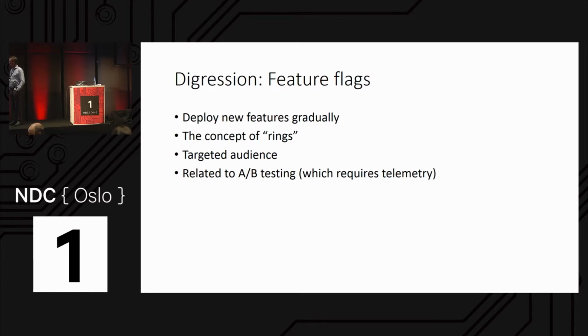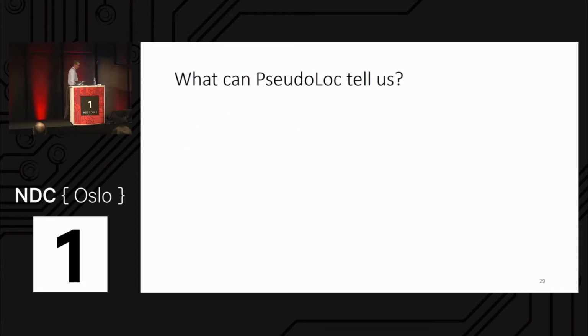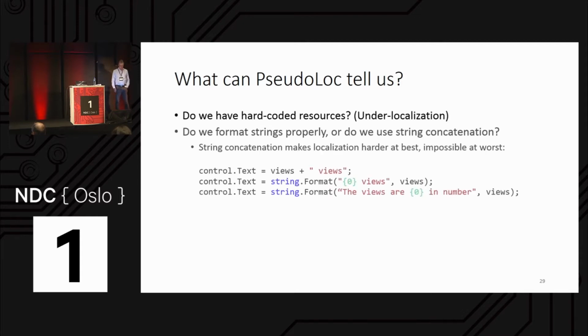So that was the end of the digression, and I was going to show you an app where I have access to features that you don't, even though you can install the app if you like. Those features are only for the feature crew, of which I am part. But anyway, what can PseudoLoc tell us? It can tell us if we have hard-coded resources or under-localization.